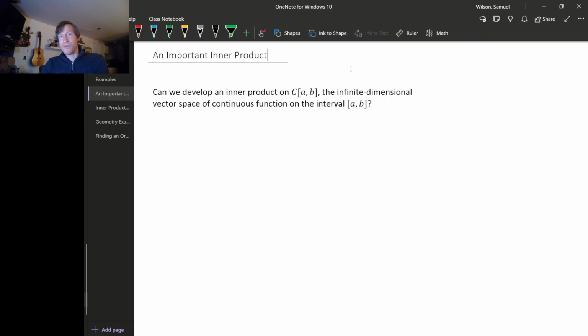There's one more type of vector space that is surprisingly important to have an inner product for, and that is function space. So this C of A to B is our notation for the vector space of continuous real valued functions on the interval from A to B, and this is a closed interval. So how could we come up with an inner product?